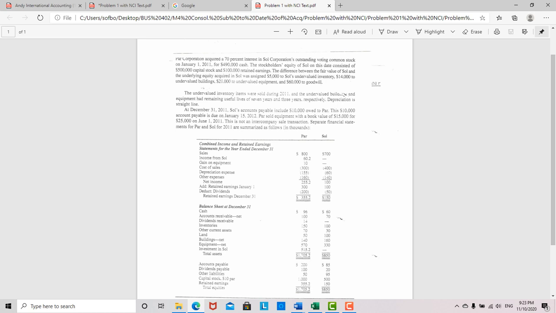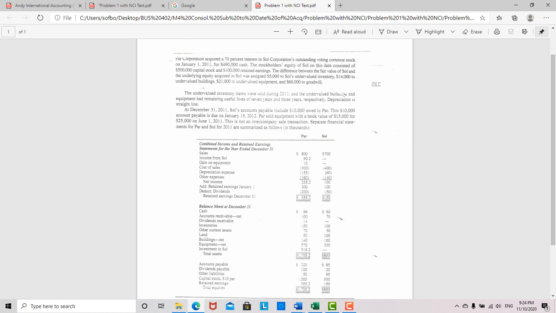Okay, so it says Park Corporation acquired a 70% interest in Solid Corporation's outstanding voting common shares on January 1, 2011. That's easy enough, for $490,000 cash. It's not a 100% acquisition. It's a 70% acquisition on January 1, 2011 for $490,000 in cash. The stockholders' equity of Sol on this date, January 1st, 2011, consisted of $500,000 capital stock and $100,000 retained earnings. That seems reasonable.